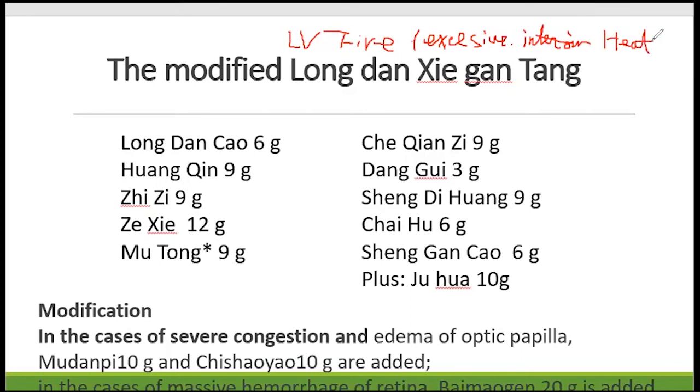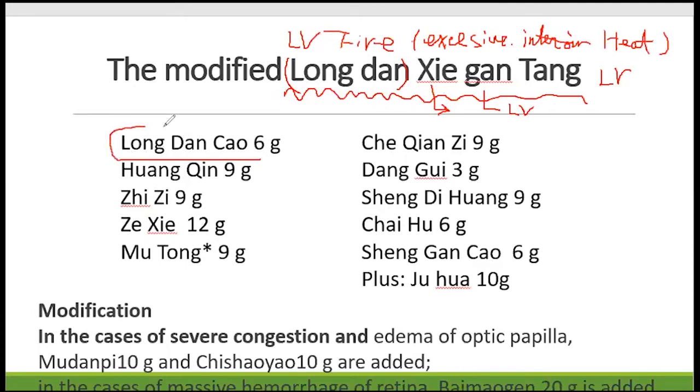If we go to organ diagnosis, that belongs to the liver. So excessive internal heat goes to the liver. So typically the formula is Long Dan Xie Gan Tang. From the formula name, we know Long Dan is an herb's name, Long Dan Cao, which we talked about before. Xie means purging, Gan means liver. Purging liver means clearing heat from the liver. So this formula we must remember. It is pretty commonly used for liver fire conditions, to clear excessive heat from the liver.